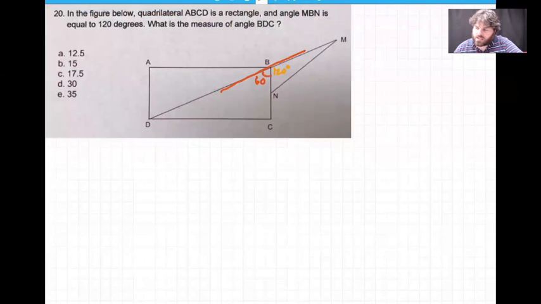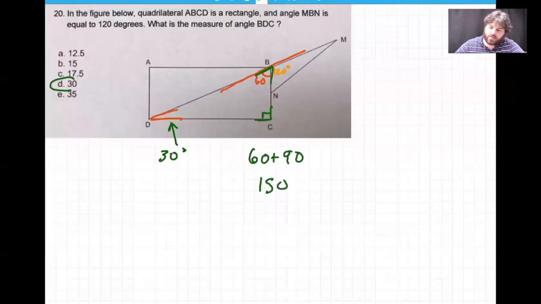Now the question says, what's the measure of BDC? So BDC is this angle right here. Well, if I know this angle is 60, and I know this is a right angle because it's a rectangle, 60 plus 90 is 150. That means that angle D here has to be 30 degrees, just because the three angles of a triangle sum to 180. So that one's kind of a linear pair question mixed with a triangle question.